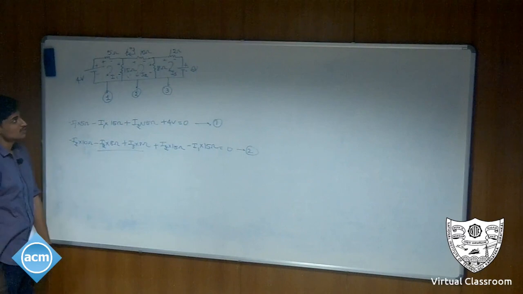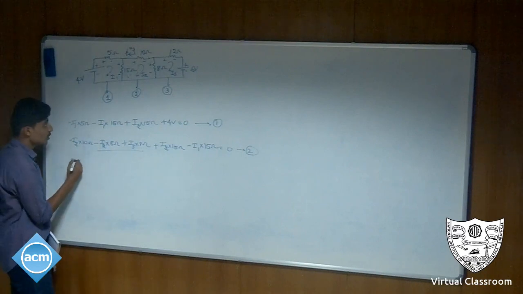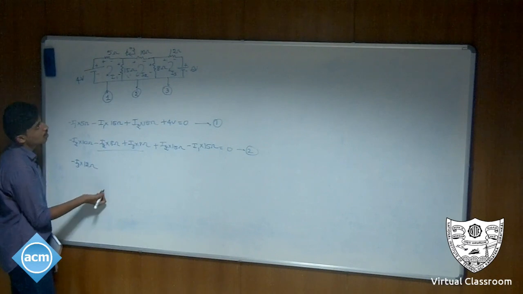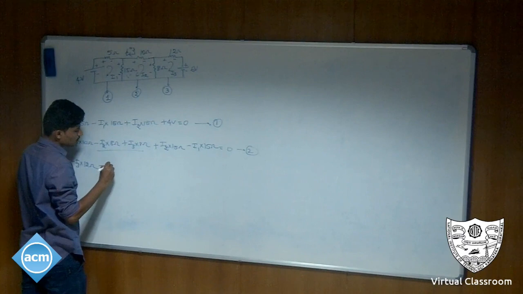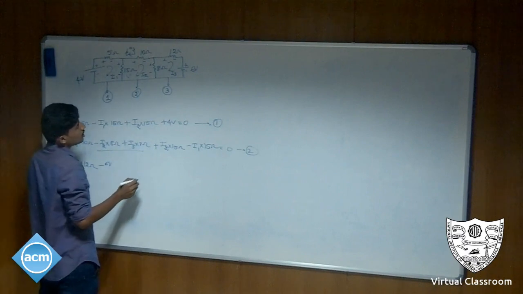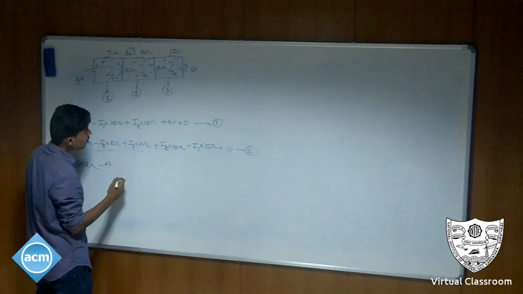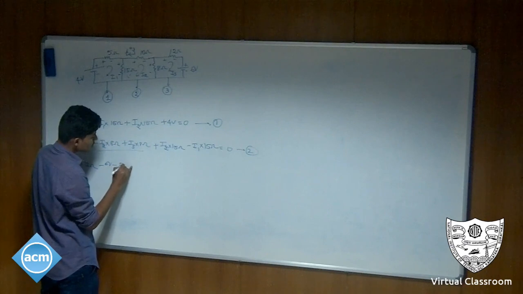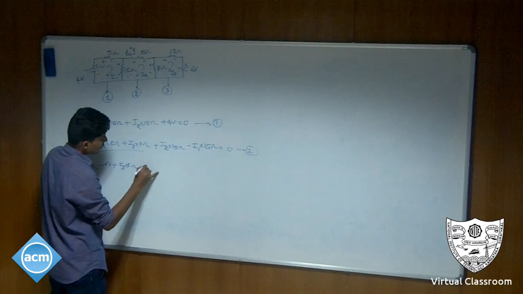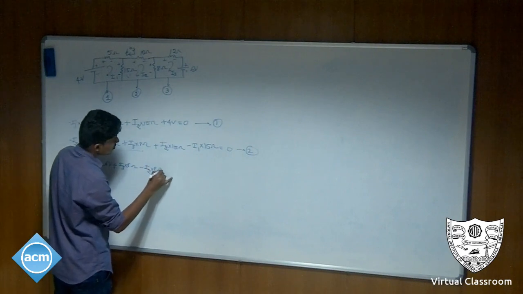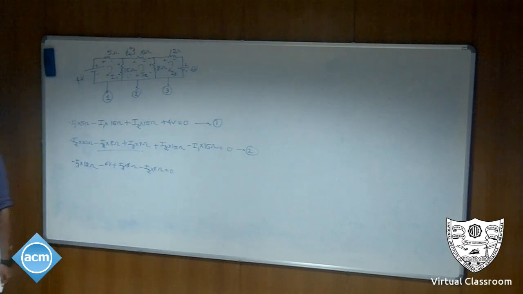So the third equation is very simple. It will be minus I3. Moving from positive to negative here, so it's a negative 6 volts. This will be minus plus I3 into 8 ohms minus I2 into... Any doubt, any question or any mistake?